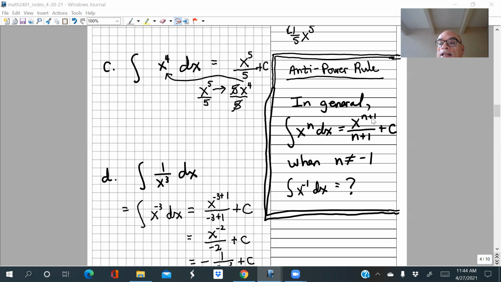You subtract 1 from the exponent. Here we're going to add 1 to the exponent, and then we divide by that new exponent. Okay, so it's a really very simple rule, just like the power rule is a very simple rule.